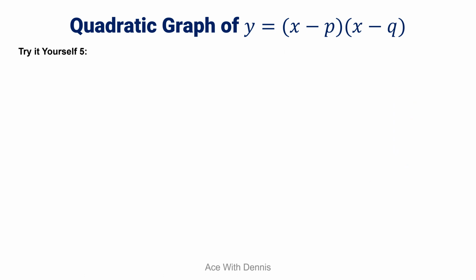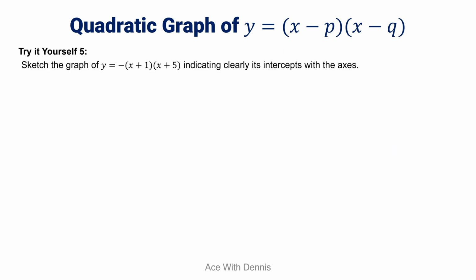Now, you can try this example yourself. Sketch the graph of y equals negative bracket x plus 1 times bracket x plus 5, indicating clearly its intercepts with the axis. Find the coordinates of its turning point. You can pause the video and try to do it yourself. So here's the solution.